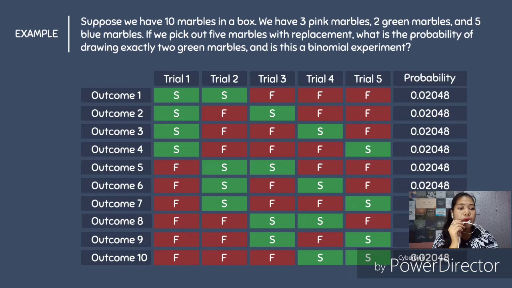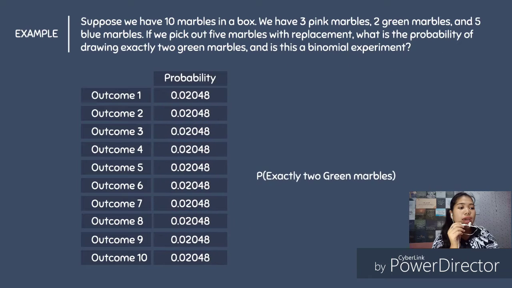Now, to calculate the probability of drawing exactly 2 green marbles, all we have to do is add up all these probabilities together. And when we do, we get an answer of 0.2048.